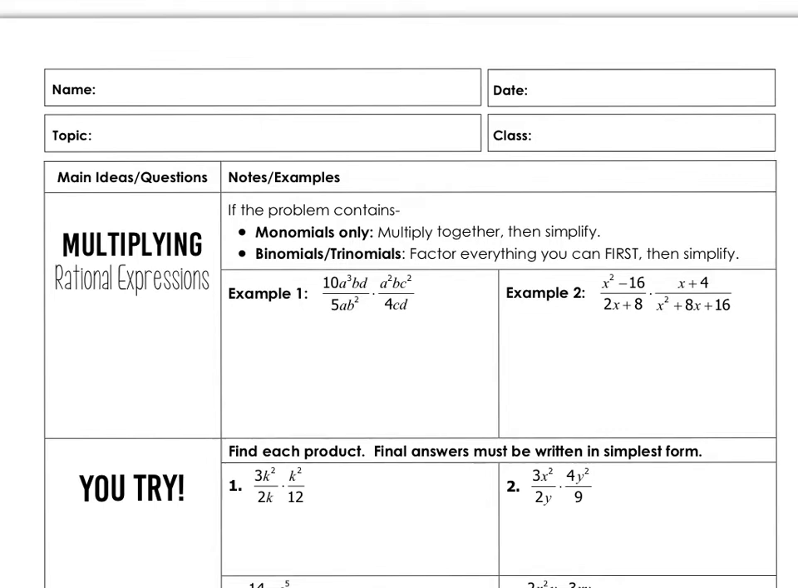We're going to do a couple examples, and oh my gosh, I'm going to sneeze. So sorry. And here we go.